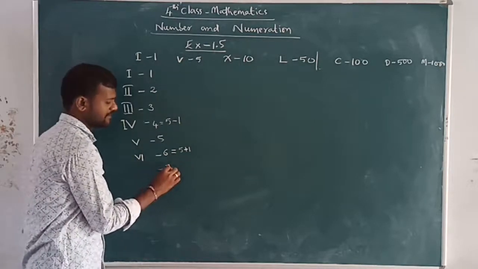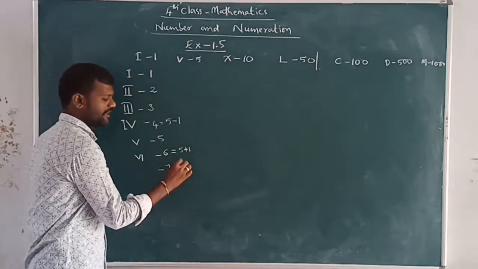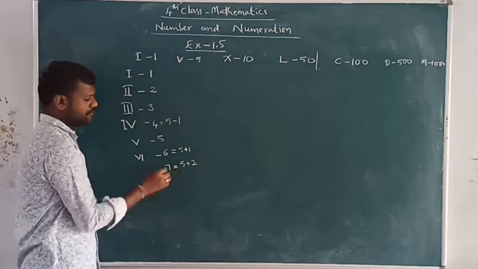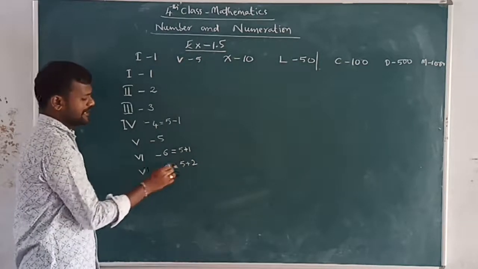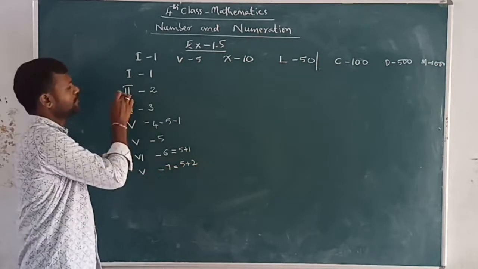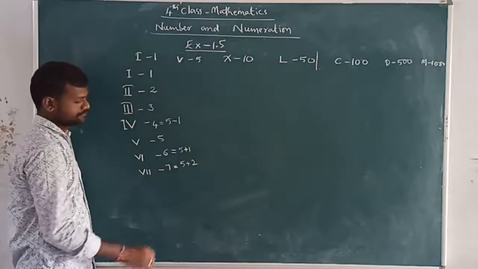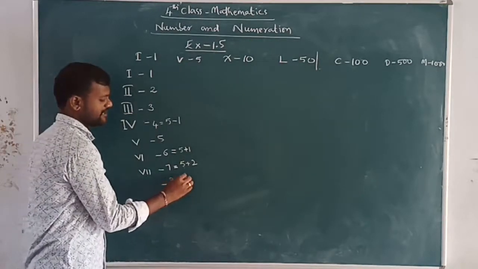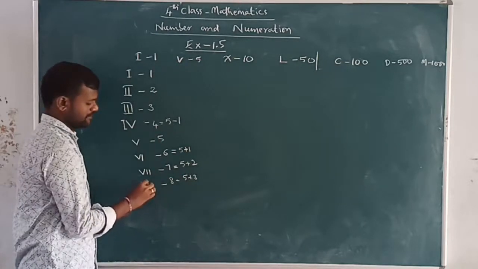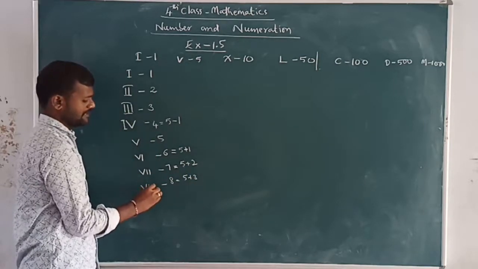And next 7. How can you write 7? 7 means 5 plus 2, 7. So first we have to write which one? 5. And plus means on the right side you have to write. How much we have to add? 2. 2 is this one. That's why 5 plus 2 is 7. Next 8. 8 means what? 5 plus 3, 8. This is 5 and 3. 3 means 3 lines you have to take. So this is 8.